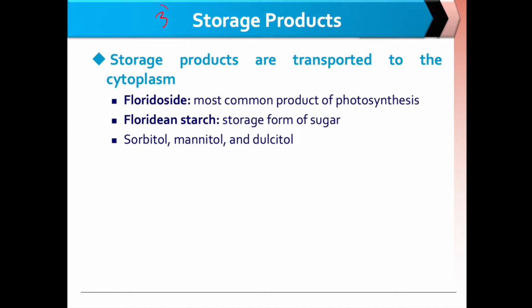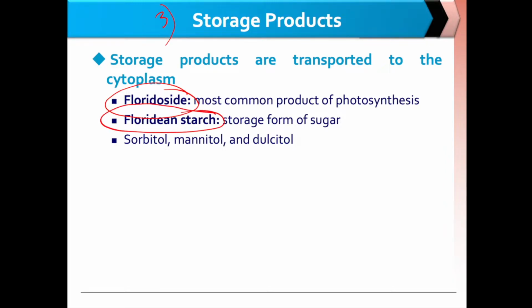Now, in terms naman of the presence of different storage product inside your organism, so ito ay si number 3 na, di ba? So, in terms of the presence of storage products, usually, the photosynthetates that are produced during photosynthesis, malamang, is in the form of what we call fluoridoside. So this is the most common product among Rhodophyta representative of photosynthesis. Now, when your fluoridoside is transported in the cytosol of your organism, they became the Floridian starch form.